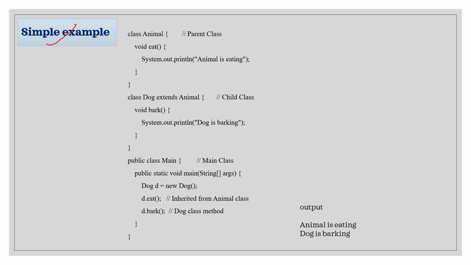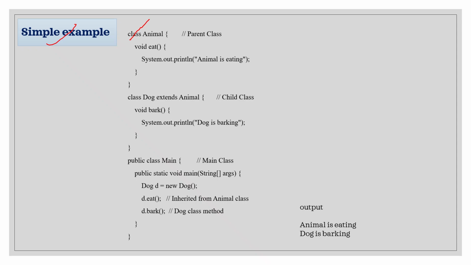Now let me explain this single inheritance program. We have a class called animal, which is called the parent class, and also it is called the super class. Here the parent class gives common features. In this example, the animal can eat. So we created an eat method inside the animal class.